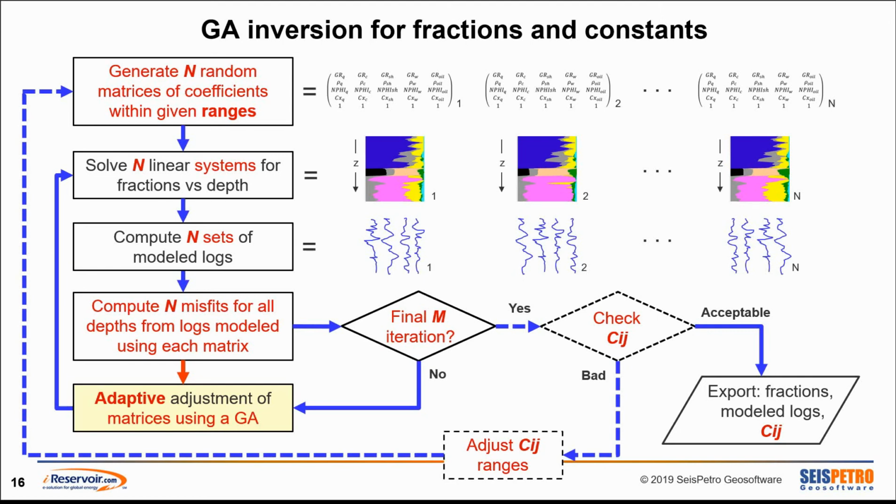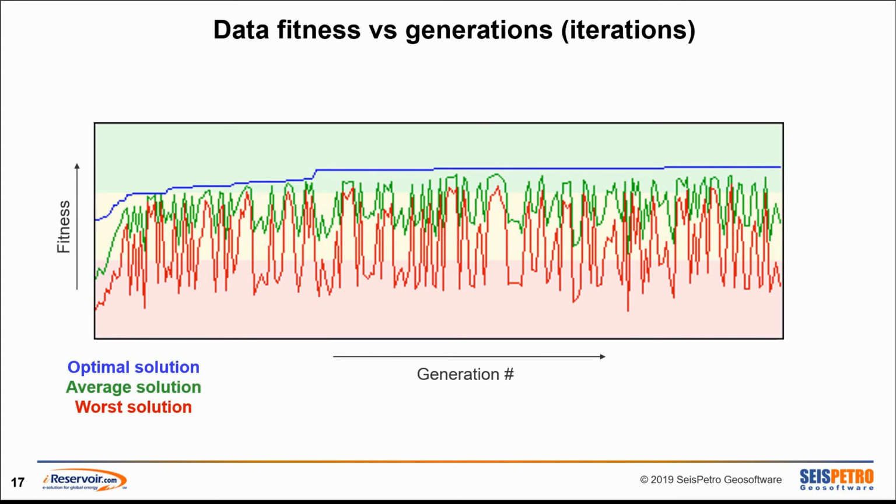This slide shows how the data fitness changes as we increase the number of generations or iterations. So in blue is what is called the optimal solution, that by design in the genetic algorithm is always equal or better than the fitness of the previous generation. We also show here the average solution for every generation, and at the same time, we show the worst solution. So we have an idea of the different ranges of fitness that we're having in every generation.